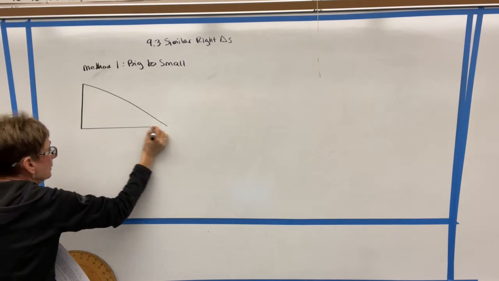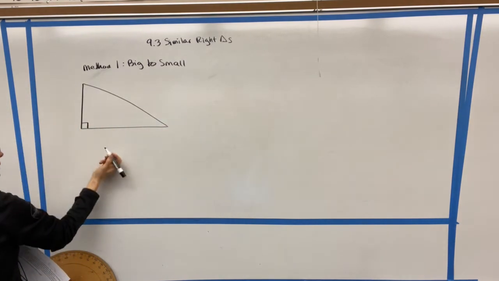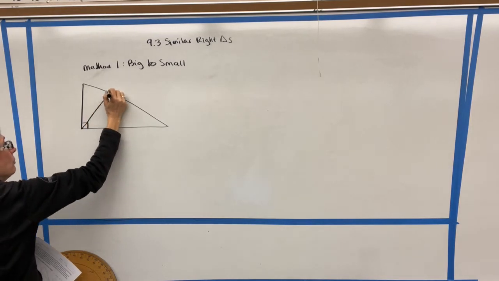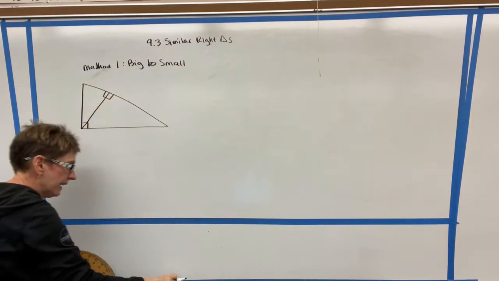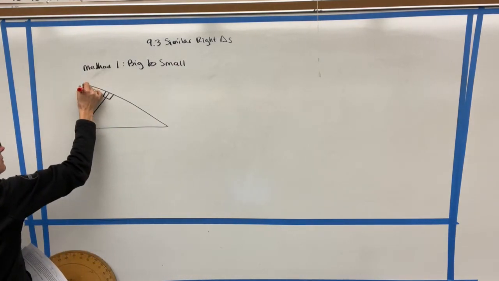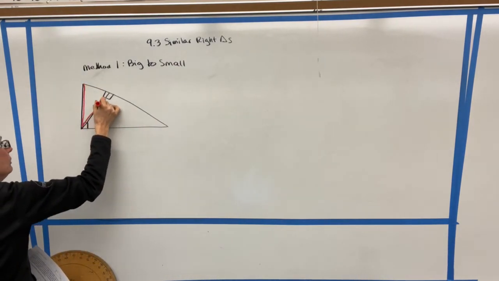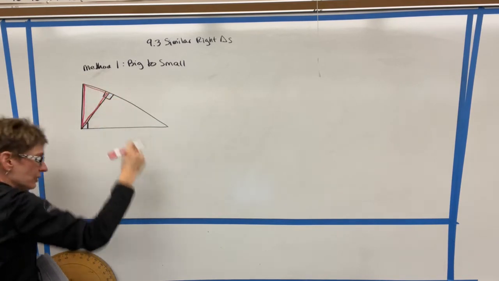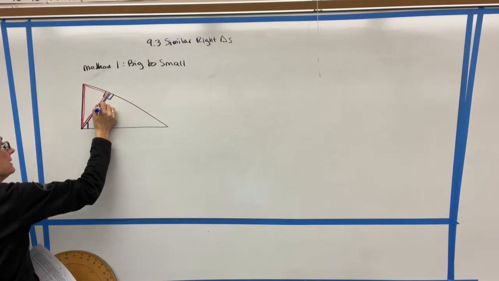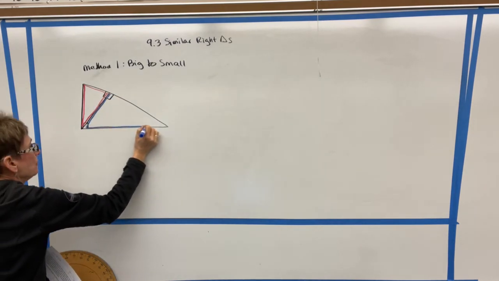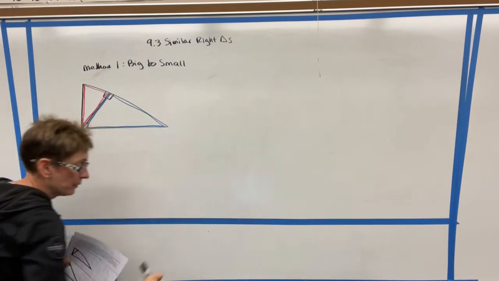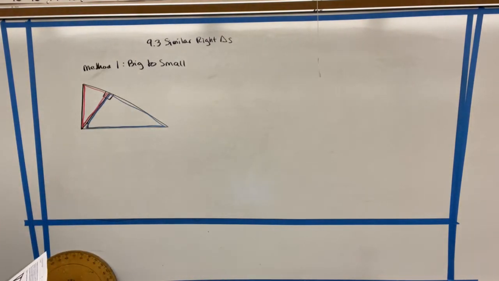So what we're going to look at in this lesson is basically the same right triangle over and over. It's going to be a right triangle that has a segment going from the right angle perpendicular to the opposite side. And this segment is going to divide the triangle into two smaller triangles. I'm going to refer to this red triangle as the small one, this blue triangle as the medium one, and the black one as the big one.